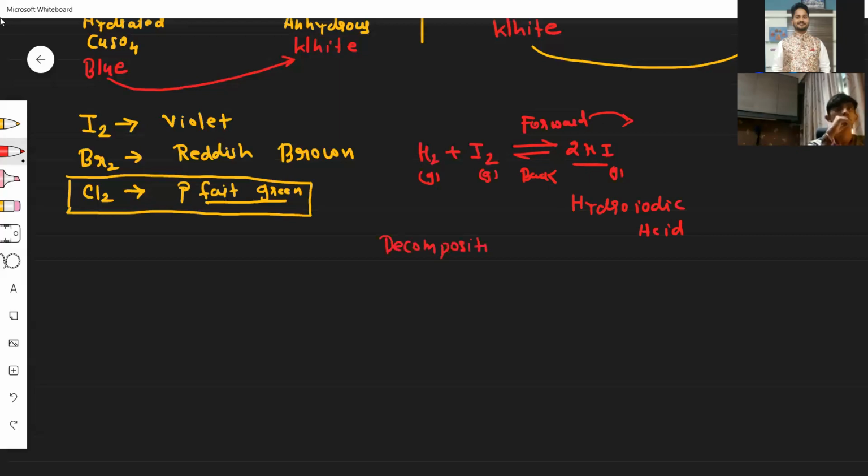when there is a decomposition of hydroiodic acid into H2 and I2, we call it a backward reaction. So I hope you got it, reversible in nature, because in the exam they give you the reaction, they ask you is it reversible or irreversible. So what a student can do by looking at the reaction arrow, he is able to predict whether it is reversible or irreversible.